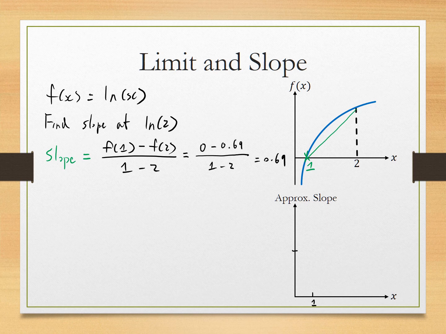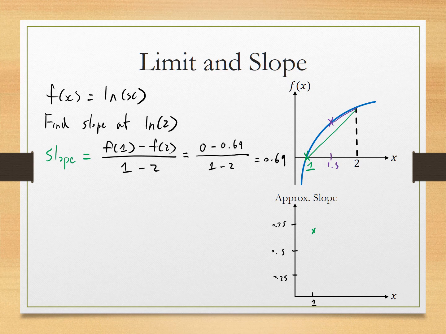Let's just say this is 0.5, so this is 0.25, 0.75. So 0.69 would be somewhere around here. That's, as we all know, not a very good approximation because we picked a point very far away. So let's pick somewhere close at 1.5. Now, clearly, this is a much better approximation.